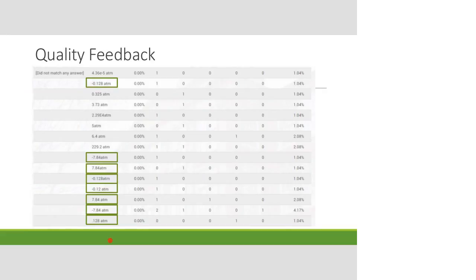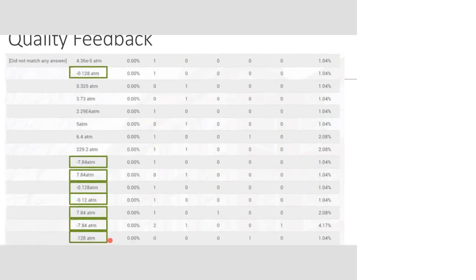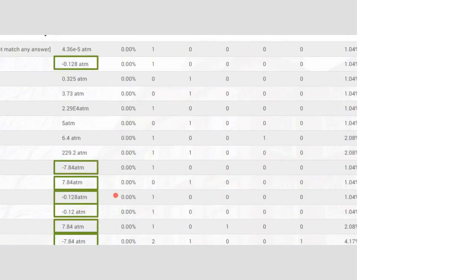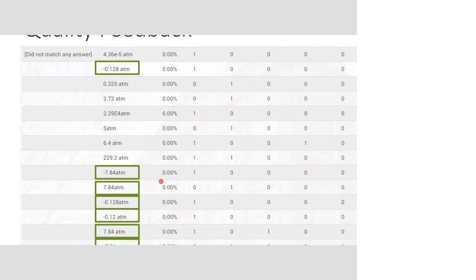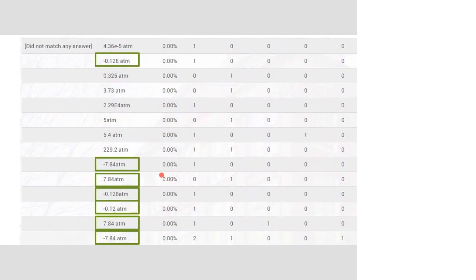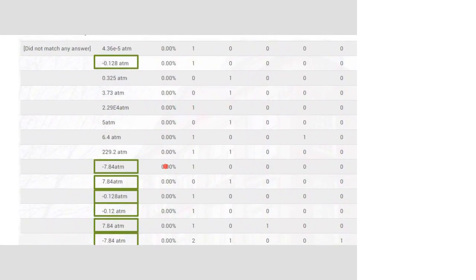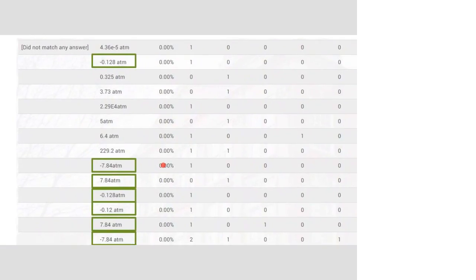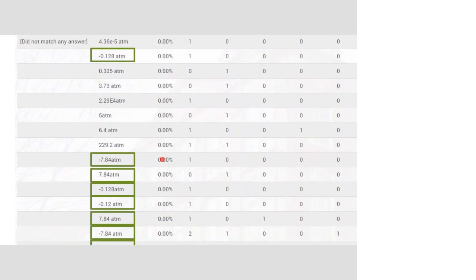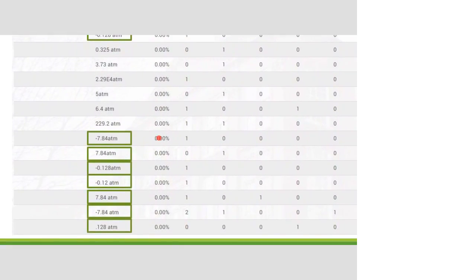One of the other beautiful things about the quiz system in Moodle is it gives you statistics on every single question that you put in a quiz. And this is one of the items that you can see here. This is a particular question from one of my practice assignments. And this is just a small subset of the report here that shows all of the answers that a student gave that I don't already have some feedback for.